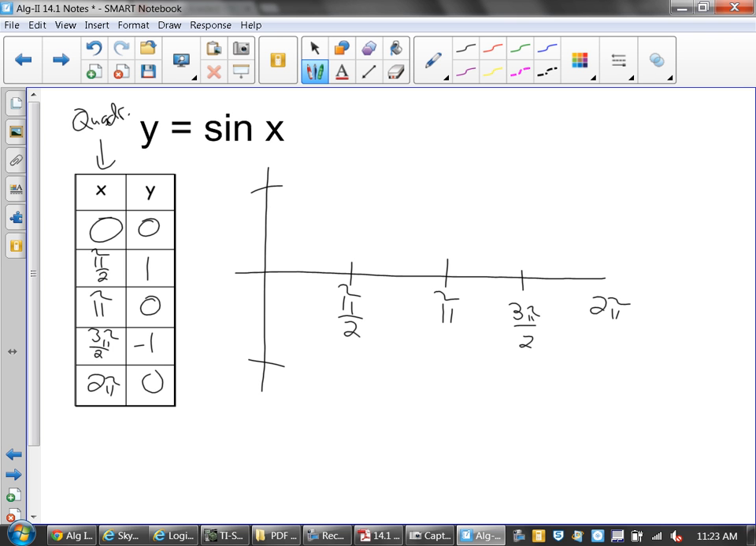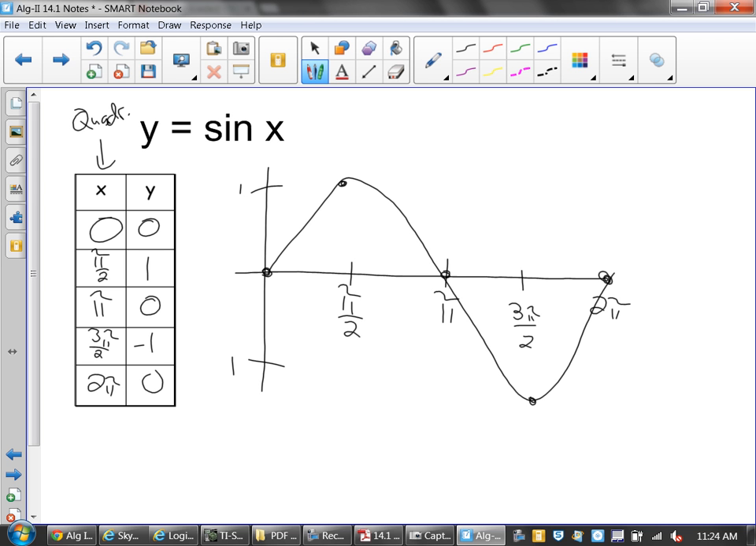A couple of quick definitions. The maximum height this curve makes is called the amplitude. The time it takes one cycle to go through is called the period. The period is the length of the curve, how long it takes to go through one wave. The amplitude is how high up the wave goes, or how low the wave goes.